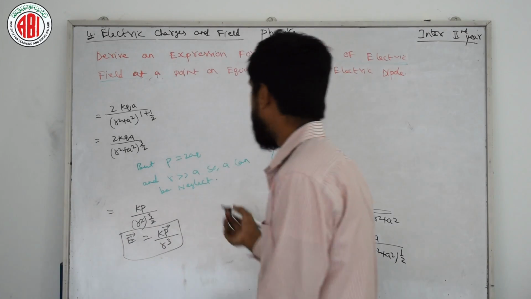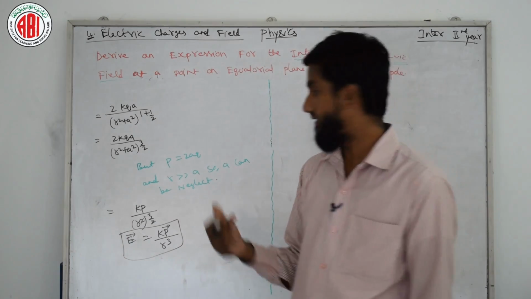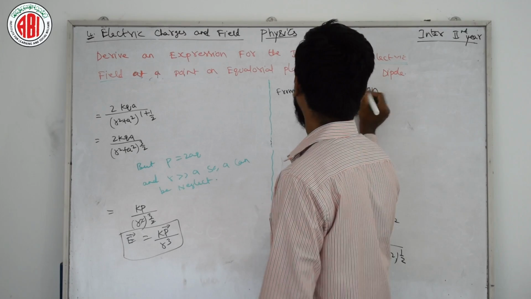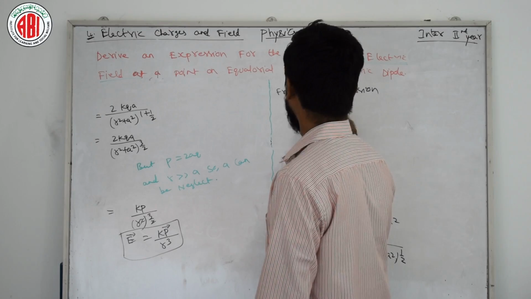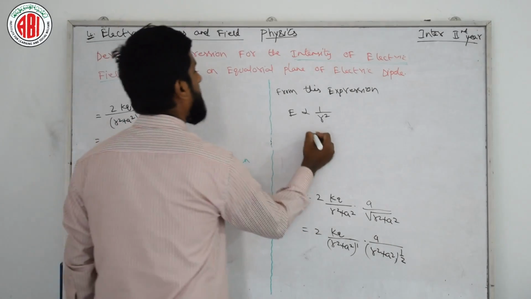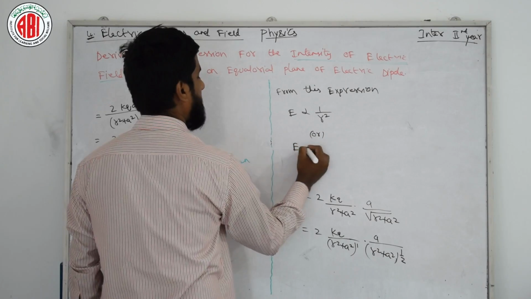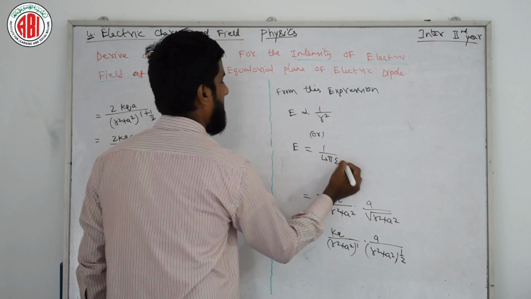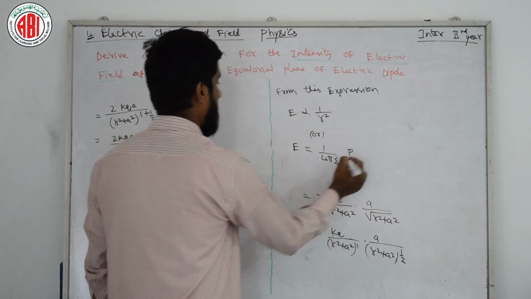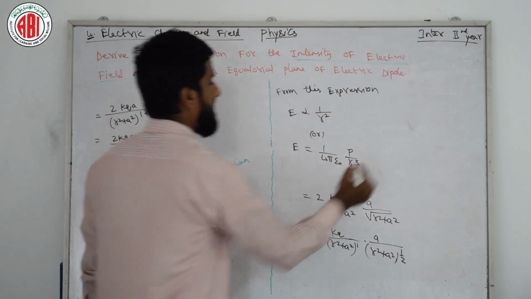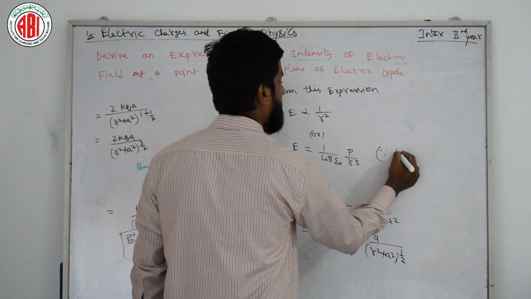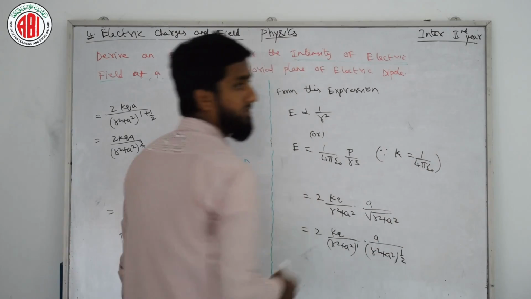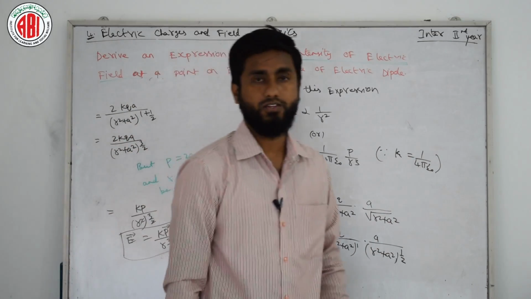Or else we can say one more thing. From this expression we can say E is inversely proportional to the distance cubed, or if you want, you can write one more value: E equals 1 by 4 pi epsilon naught, p by r cube. Why? Because if we want to remove the proportionality constant, we will get this. So this is an expression you can go through.